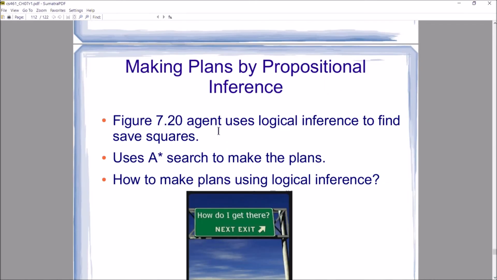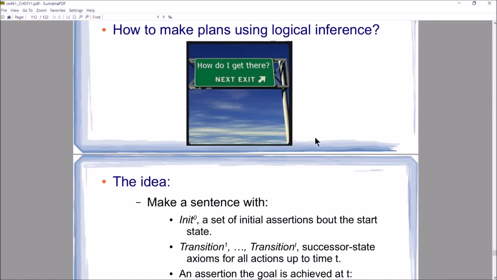All right, so how do you make plans using propositional inference? Okay, so the agent from figure 7.20 is going to use logical inference to find safe squares, right? So the plans are going to be made using an A-star search. And so what's the plan going to be? The series of actions to take to get the gold if it's possible and get the heck out of the Wumpus world safely, right? So how does that happen? How are those plans made using logical inference?